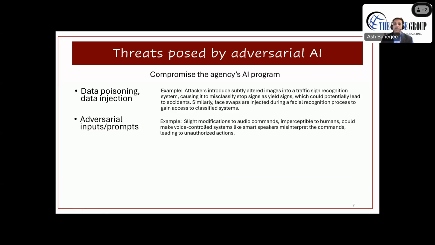Another kind of threat, adversarial inputs and prompts. In this scenario, systems might be fed inputs and prompts that may include minute changes to either an audio or a visual or a text command that's being used to take actions on a normal basis. Now, when these adversarial inputs have been introduced, these are not perceptible to human ears or eyes. And so they will end up having inadvertent actions and sometimes very harmful actions too.